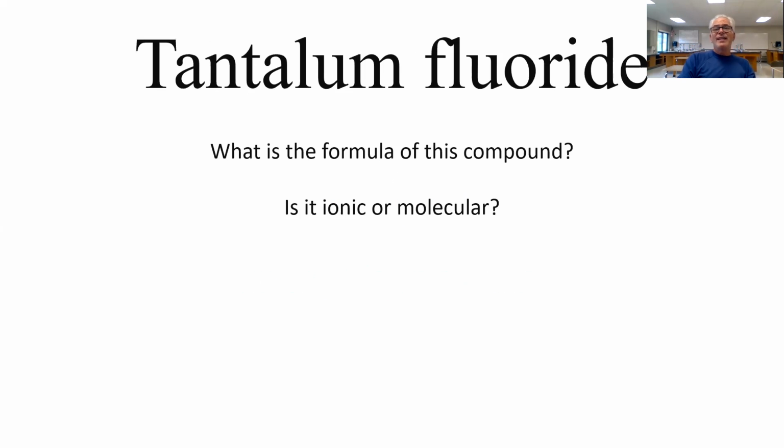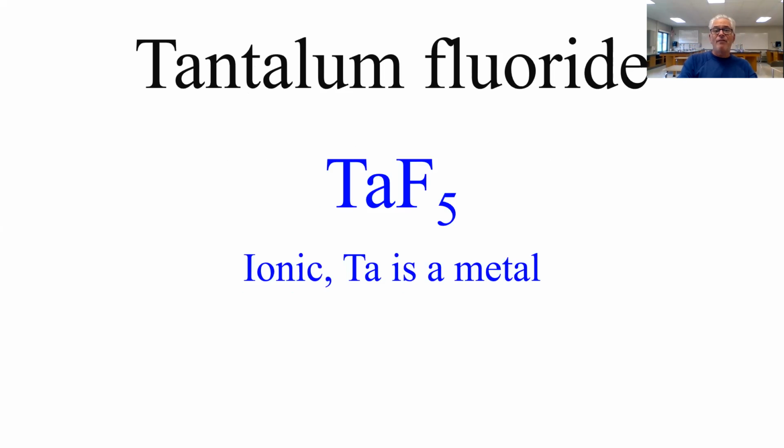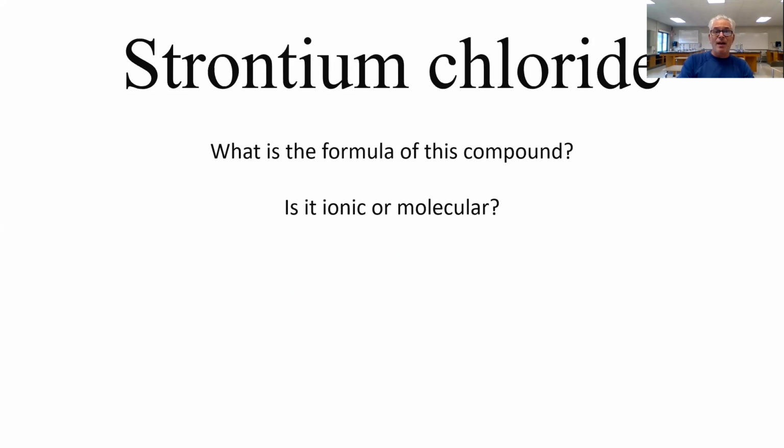49 to go. Tantalum fluoride, tantalum. Tantalum's a metal. Number 74, makes positive 5 ion. So when you crisscross that with fluorine, which is a negative 1, TaF5, of course it's ionic because it's a metal. Strontium chloride, strontium is a metal.